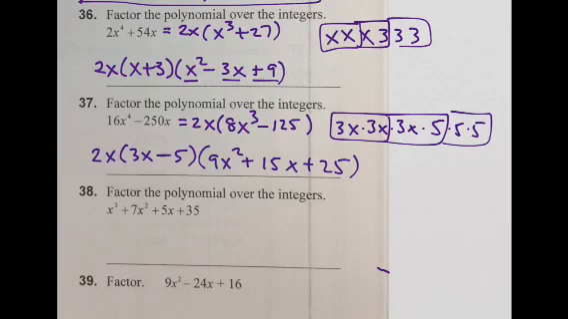For 38, you can factor by grouping. Check to see if it factors that way. So I'm going to do the 2 by 2.